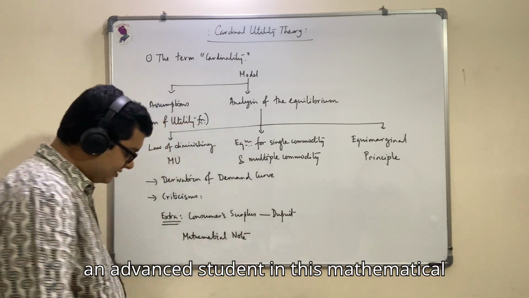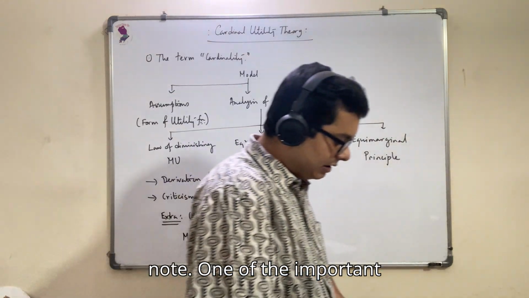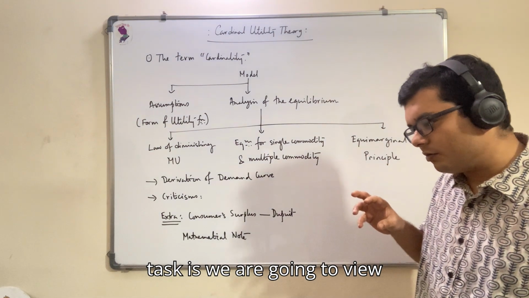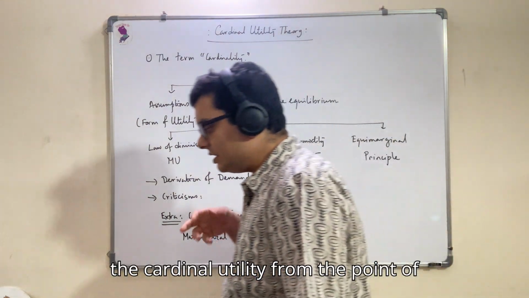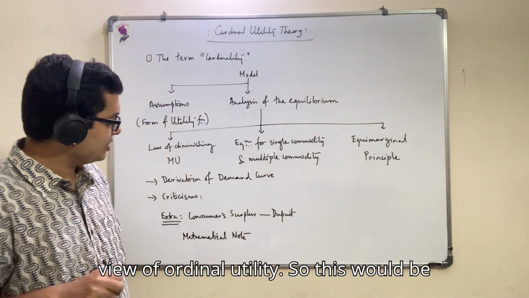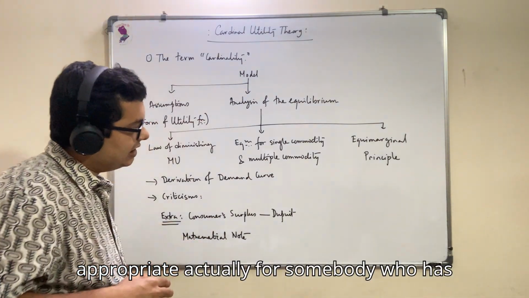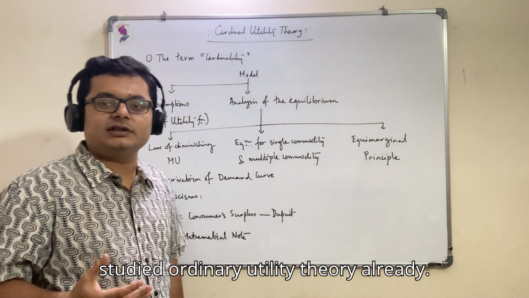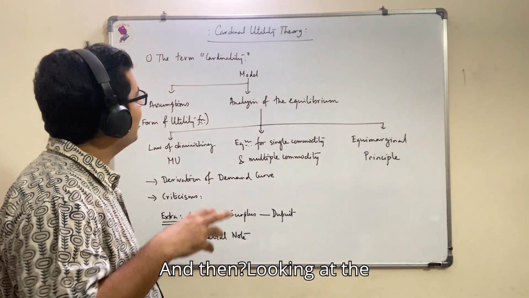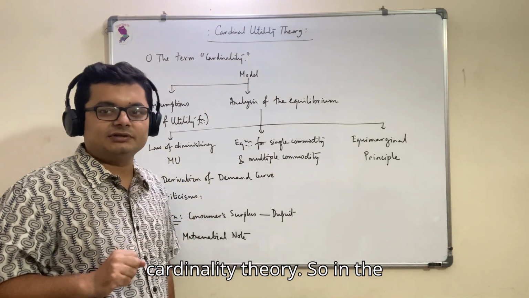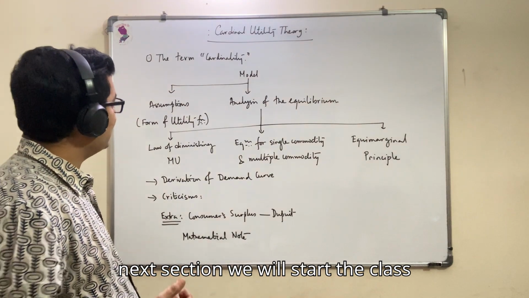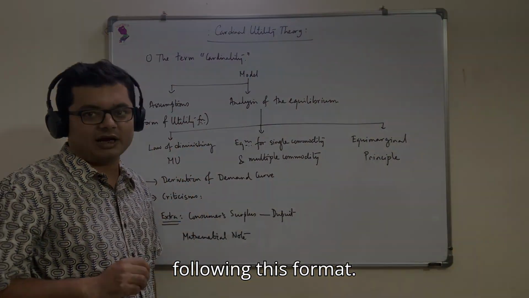And then we have a mathematical note for the inspired and advanced student. In this mathematical note, one of the important tasks is that we are going to view the cardinal utility from the point of view of ordinal utility. So this will be appropriate for somebody who has studied ordinal utility theory already, and is now looking at the cardinal utility theory. So in the next section, we'll start the class following this format.